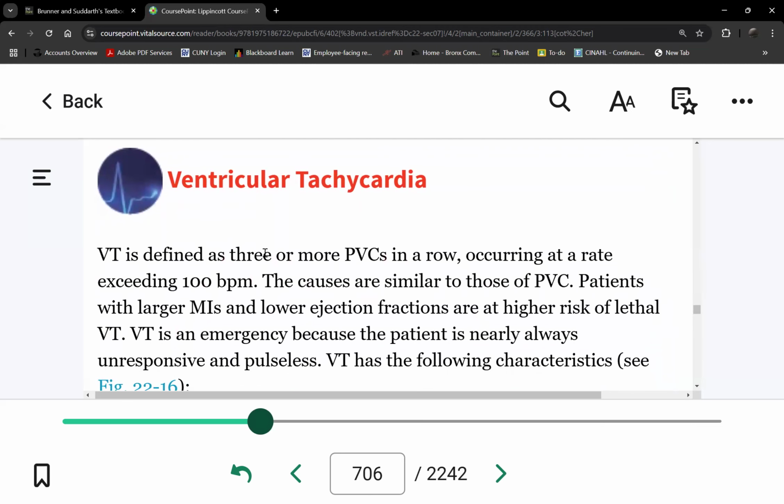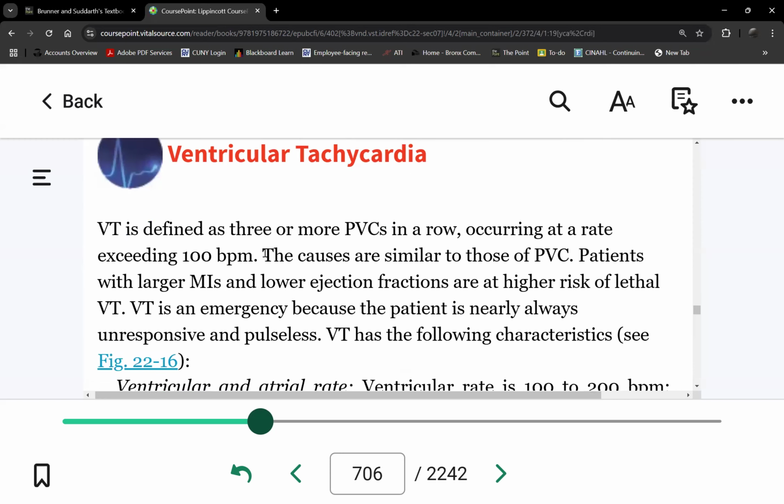The treatment, well, it's not mentioned here. The treatment is beta blockers. Give the patient beta blockers if the blood pressure is high enough, meaning over 100 systolic. That's safe to do, just to cut down on the premature beats.